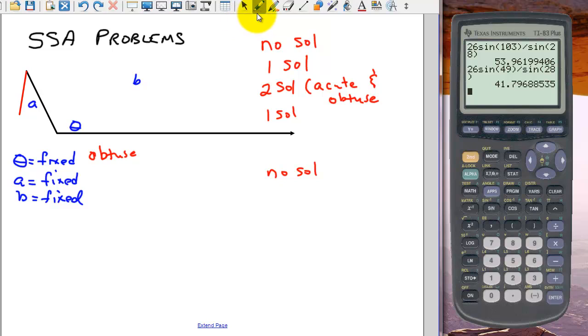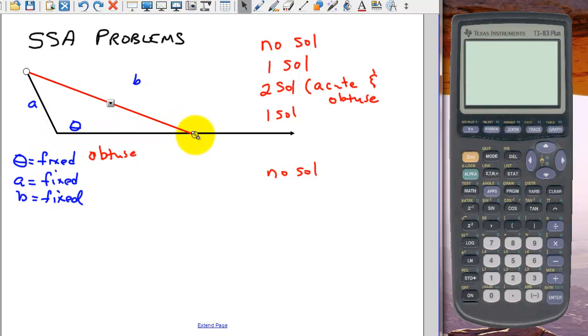And then if we make B longer, the situation where it comes straight down doesn't work because that's outside the triangle. So we need something that's longer than side A, and that's going to give us one solution. And no matter how short or long we make it, we're still only going to get one solution.